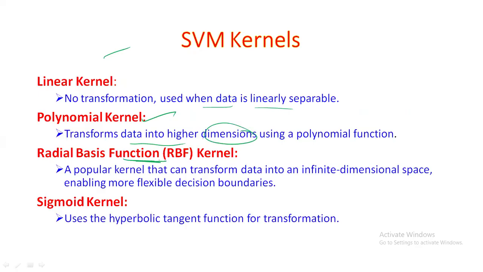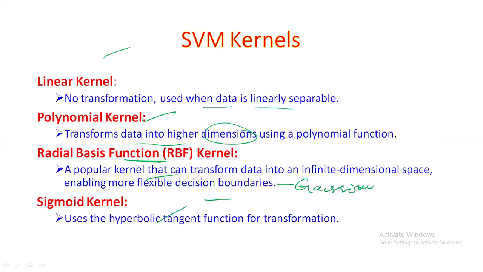Another important kernel is the radial basis function. The RBF kernel is also known as the Gaussian kernel. It transforms the data into an infinite-dimensional space. It's particularly effective for data that forms circular or irregular patterns and is widely used due to its ability to model complex boundaries.